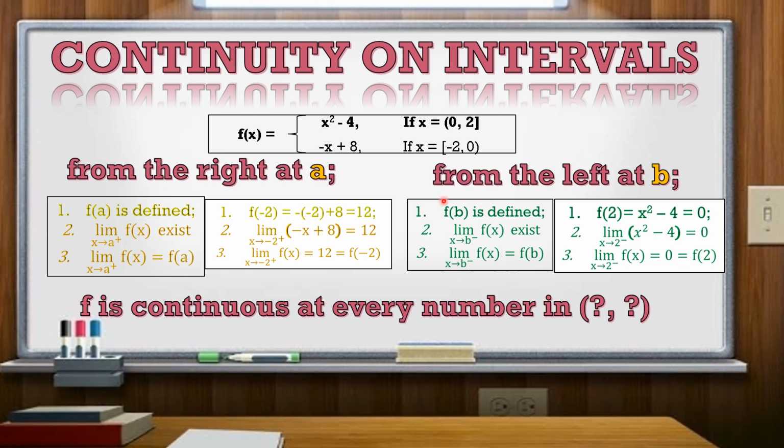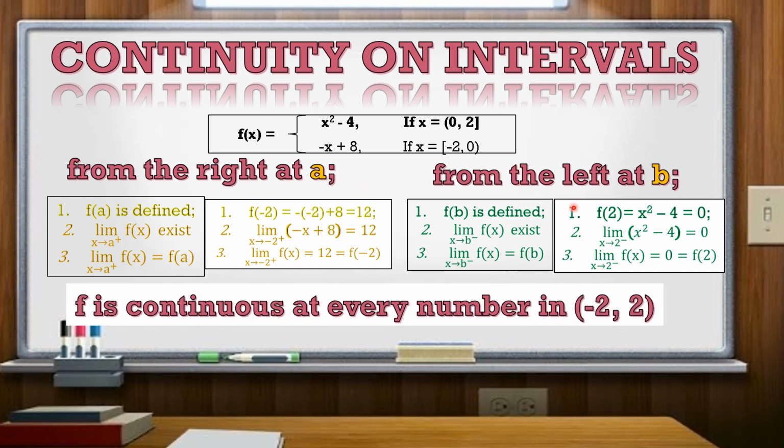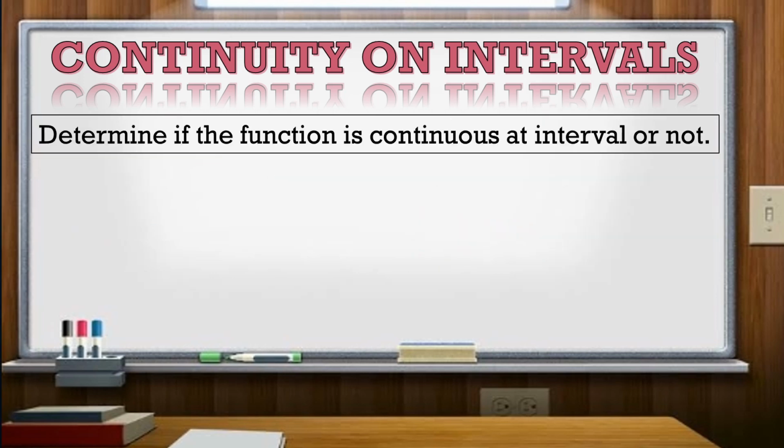Since continuous yung function natin from the right at a and also continuous from the left at b, then we can conclude that f is continuous at every number in, we have your negative 2, 2. Function is continuous at interval or not. This is our function, and we have the following intervals. So, we have 0, 2. We have also your 2, 5, and we have your negative 2, 2.